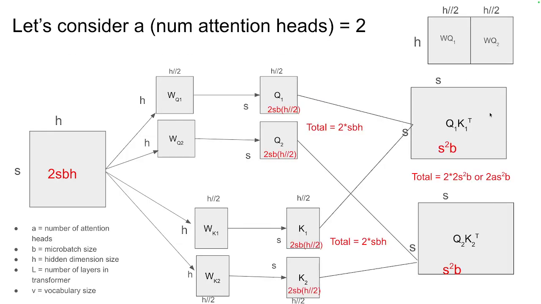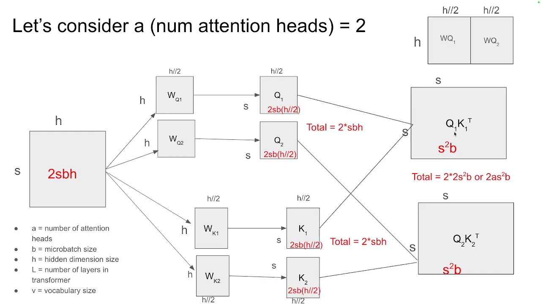So you need to apply softmax on this matrix after applying your causal mask, and similarly for this matrix you need to apply the causal mask and then attention, and then do softmax. So if you see the number of activations from here, when you multiply an S comma H by 2 matrix with an S comma H by 2 matrix, where you have to take the transpose of K1, you will basically get an S cross S matrix, and hence your total activation size would be S square B.